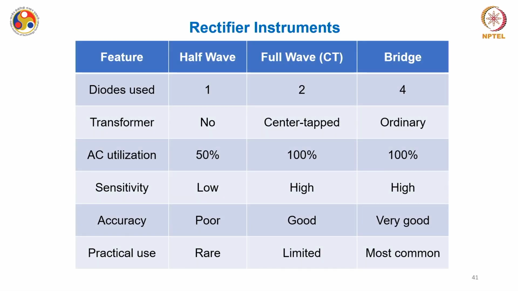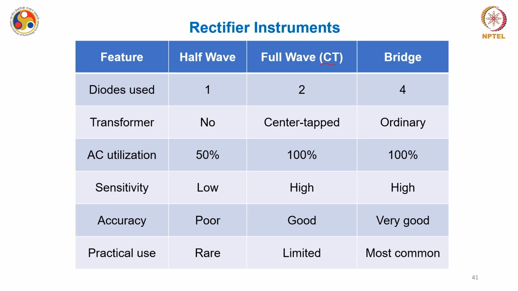So, if I compare all these different kinds of full wave and half wave rectification, we have seen that for the center tapped full wave rectifier we use two diodes, while for half wave we need only one, although it is not sufficient, but some work is done by it, while for the bridge type rectifier instrument, the diode requirement goes to even 4. A transformer is not used in the half wave rectifier, while for center tapped you are using a center tapped transformer. AC utilization is just 50% in case of half wave, while it is 100% for the other two full wave rectifiers.